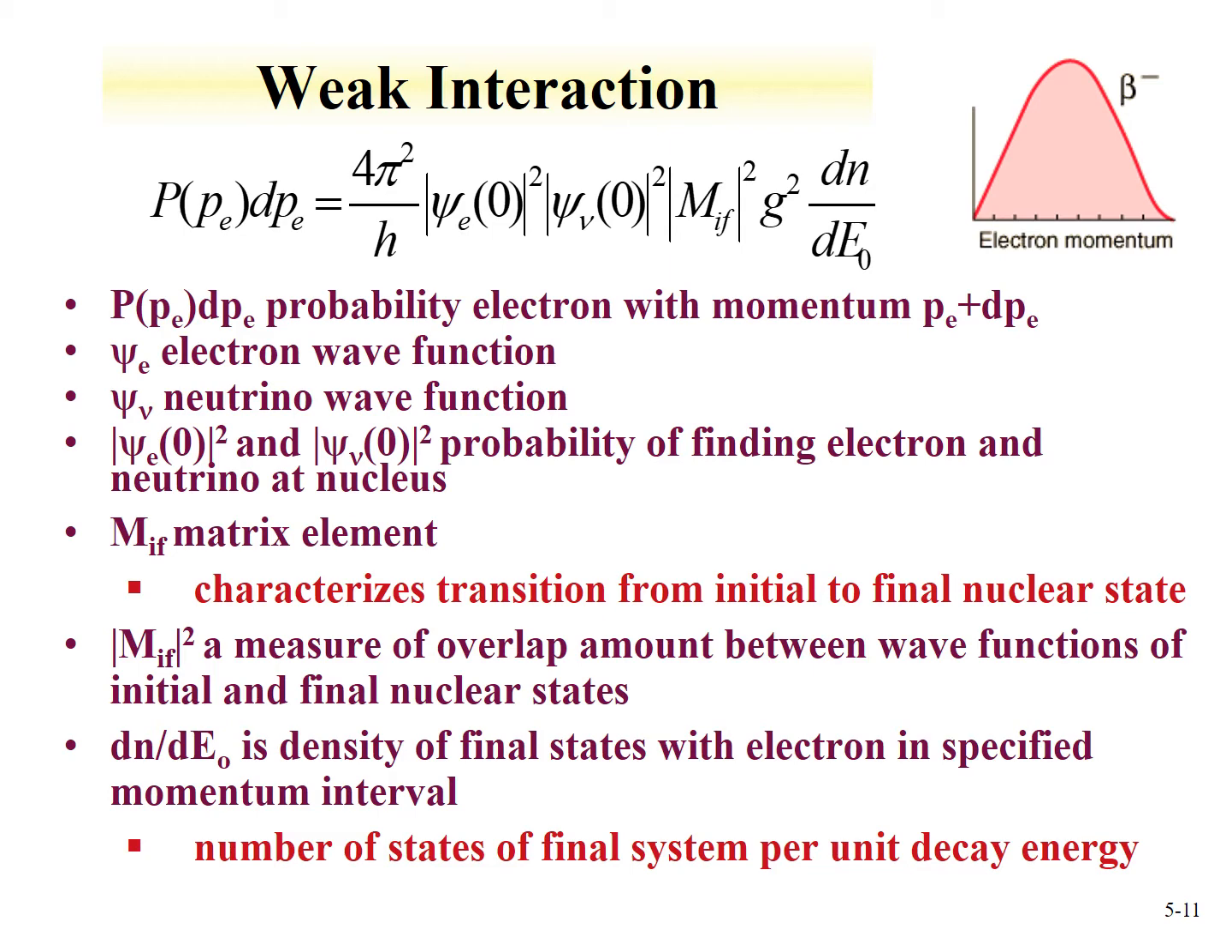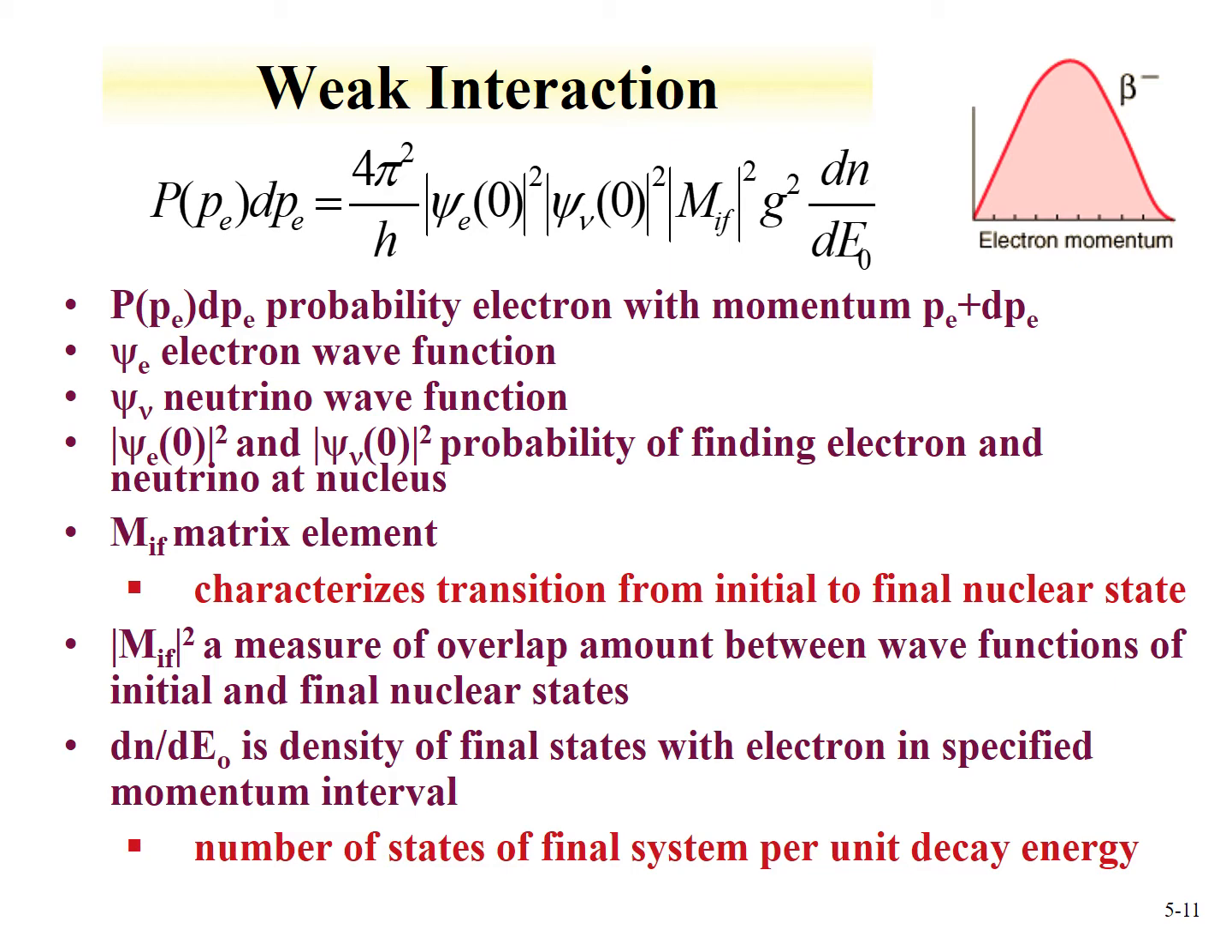Now this weak interaction equation that's shown here has a number of different components to it, and it fundamentally gives the probability of an electron with a given electron momentum. It gives a momentum spectrum, and we can convert this into an energy spectrum. Some of the terms involved are the electron wave function, shown here, and the neutrino wave function, shown here. And if I take the square of the absolute values, I can use this to determine the probability of finding the electron and the neutrino at the nucleus.